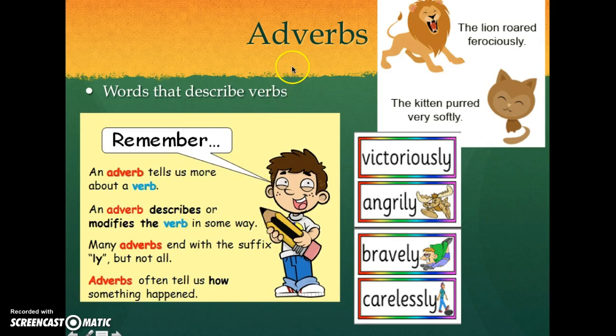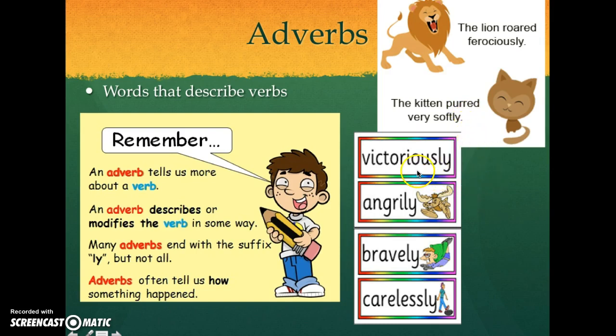Adverbs. Adverbs are words that describe verbs. Like in this example here, the lion roared ferociously. Ferociously is the adverb. Roared is the verb that it is describing. Or in this example, the kitten purred very softly. Softly here is the adverb. And what did the kitten do? It purred. That is the verb it is describing.